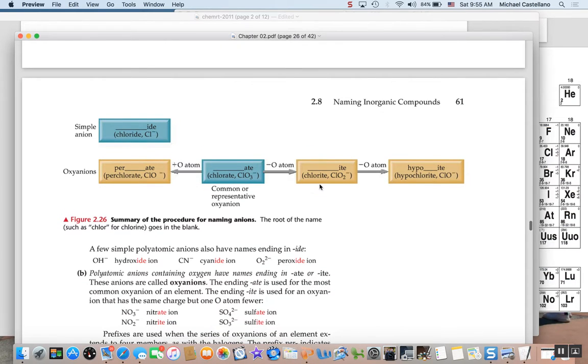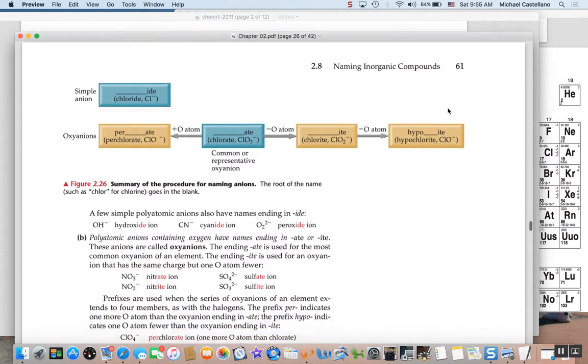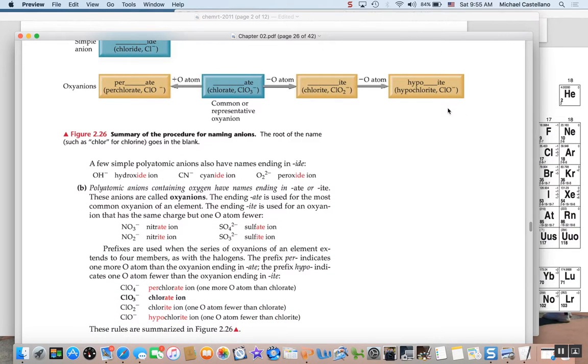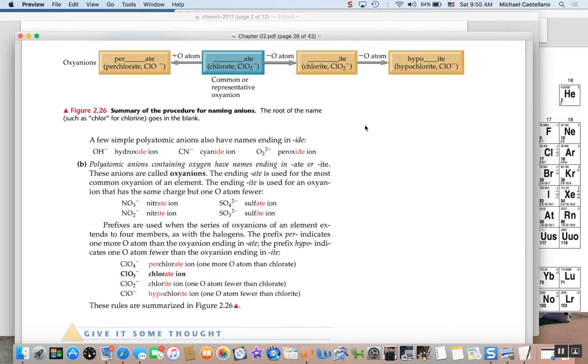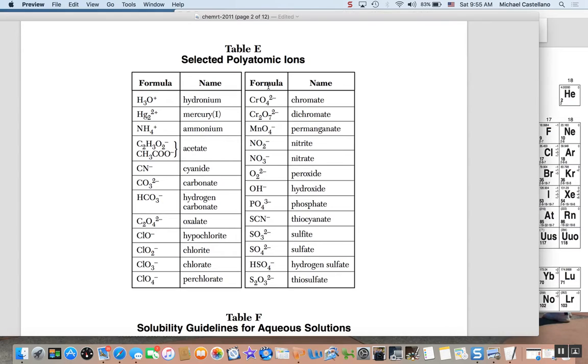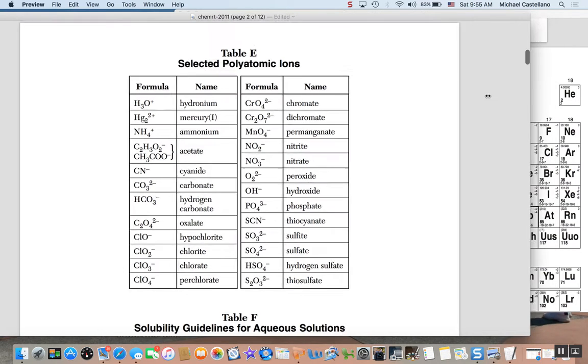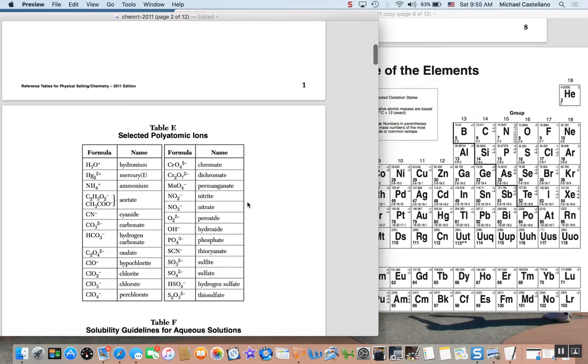If you read on page 61 in your textbook and your handout, whichever is easier for you to hang on to, it gives you the rules. There's no way you're going to remember every single polyatomic ion. But if you memorize the rules, it makes your life a lot easier. It makes this list a lot more manageable. Okay, these are the rules right here for everything that's in group 17. So if you look at your reference table and you look at the periodic table, you can apply these together.